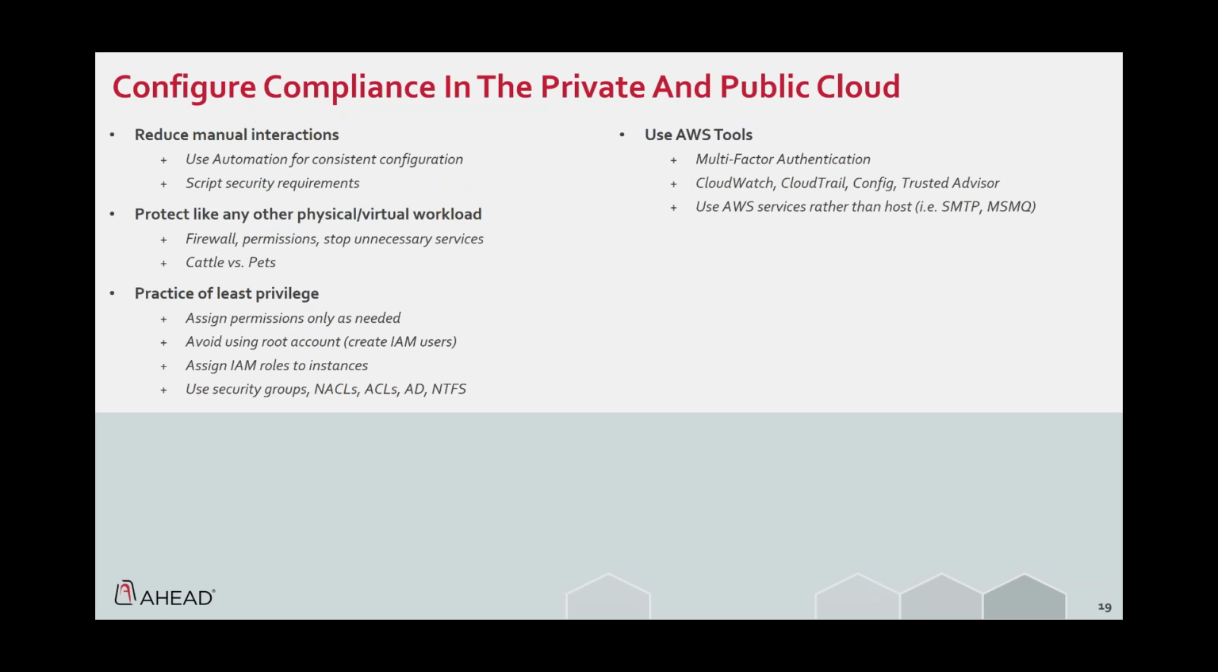And then, again, start using the AWS services rather than hosting them on EC2 instances. SMTP, use SES; MSMQ, use SQS, stuff like that. From an S3 perspective, use versioning. Make sure that if something gets inadvertently changed, you have the ability to revert back to a previous version and restore that data. And then make sure you're logging your requests and everything to a bucket in S3. Make sure that you're covered from that perspective.